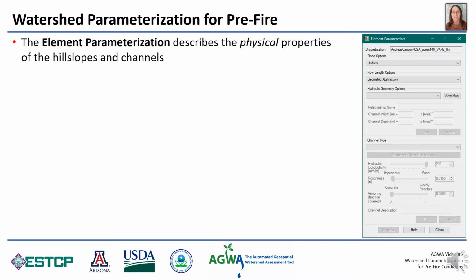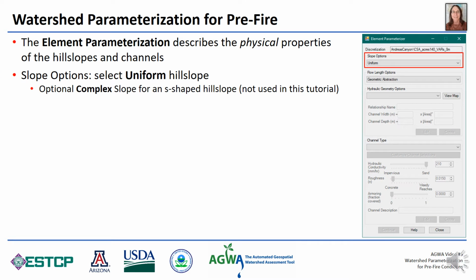The element parameterization describes the physical properties of the hill slope and channel elements. In the next box, Slope Options, select Uniform Hill Slope. AGWA can also provide an optional complex slope to describe an S-shaped hill slope, but we will not be using this option.